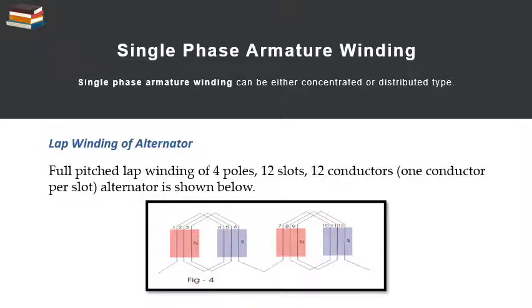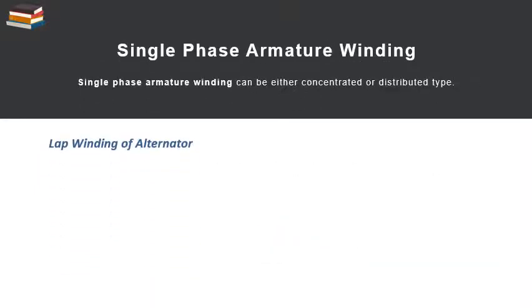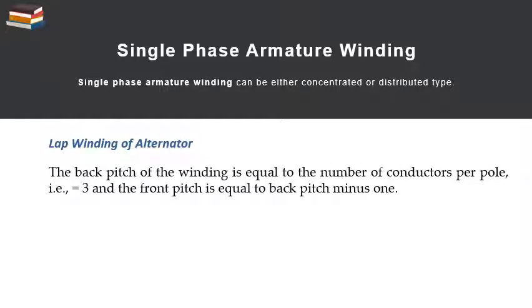जो 12 के 12 conductor हैं, वो 12 के 12 slot में fill हैं. ये हमने DC machine में भी draw किया था. Lap winding का diagram. The back pitch of the winding is equal to the number of conductors per pole, that is 3. And the front pitch is equal to back pitch minus 1. ये formula हमने front pitch और back pitch का जब हमने DC machine में lap और wave winding का calculation किया था, उस time पे हमने निकाला था.